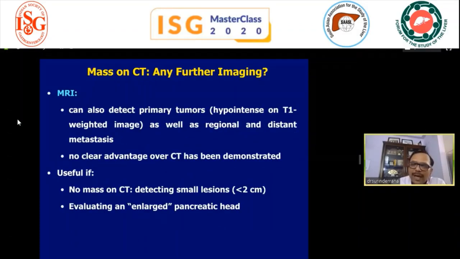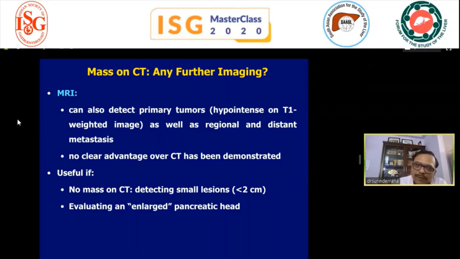So now if we have a proper CT, is there role for any further cross-sectional imaging? Do we need to do an MRI? We know that MRI can detect primary tumors as well as regional and distant metastasis as good as CT, but when the studies have compared CT and MRI, a properly done MDCT has no clear advantage over CT, except in few situations.